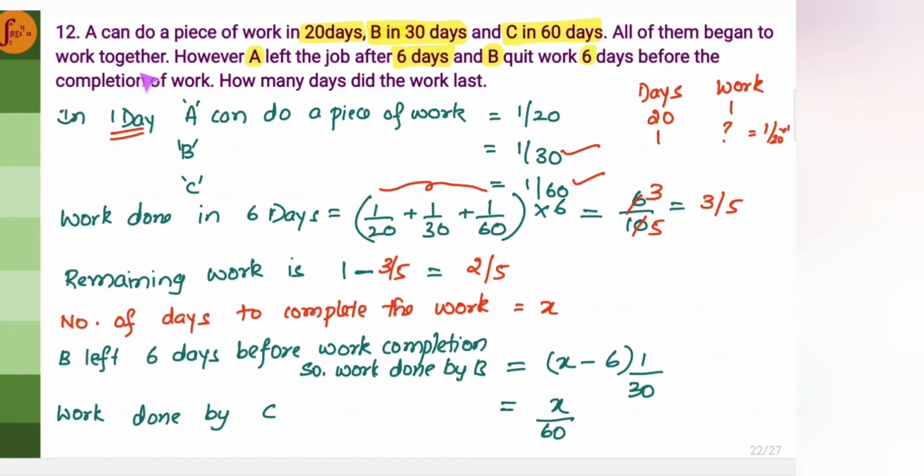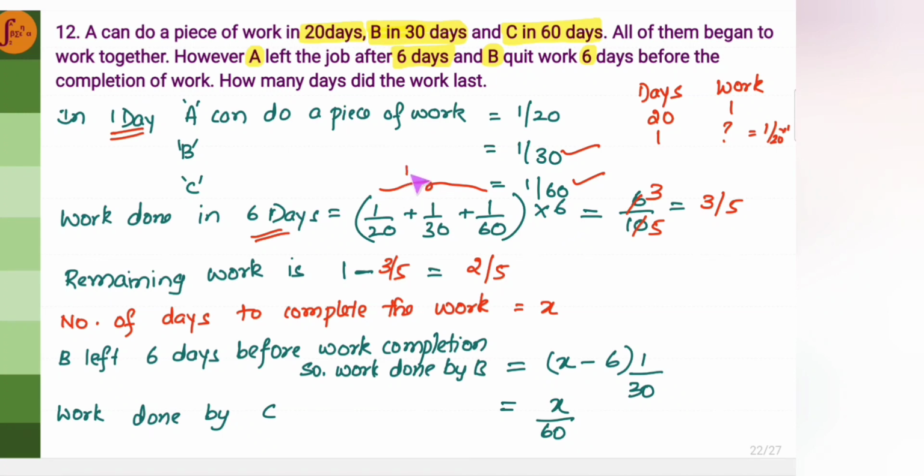But they work together for 6 days because A left the job after 6 days. So till 6 days, all 3 people were working together. That means into 6 days. That is, for 6 days, the amount of work that was done is that sum into 6.